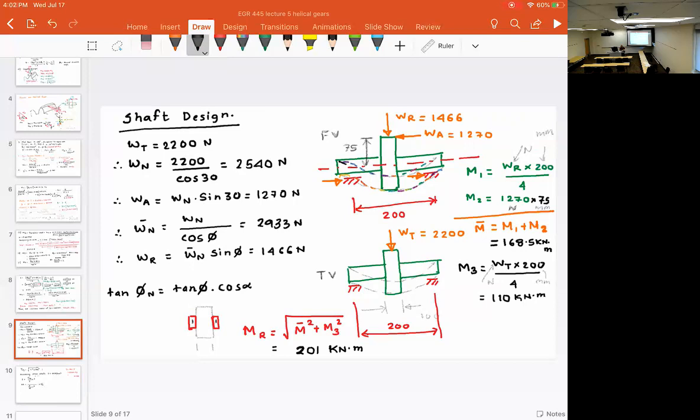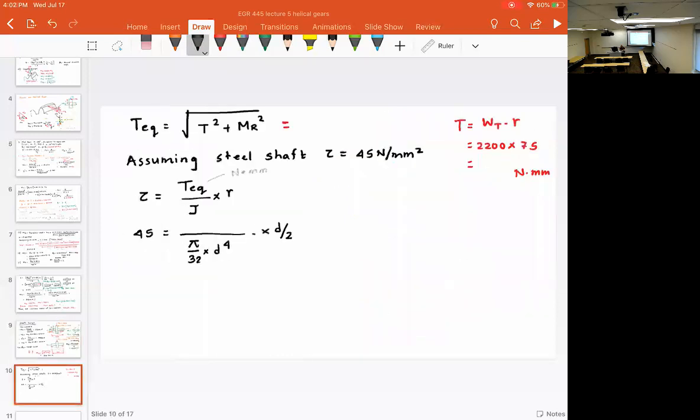Okay, assuming you follow the process, you find the value of MR, then get the value of torque from here, substitute this value of torque in this equation here, MR value over here, you find the value of TEQ. This TEQ needs to be substituted here, and the only unknown in this equation is D. So find D. And that is how the shaft is designed. And that's it. This is where we stop for the helical gear design.